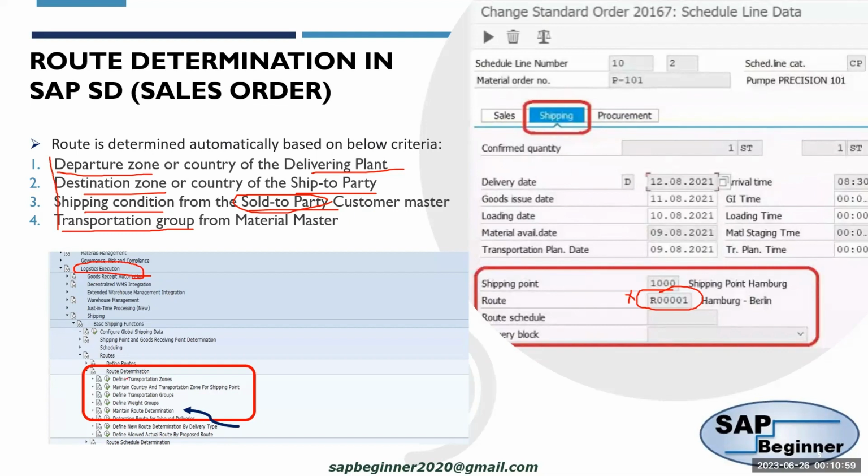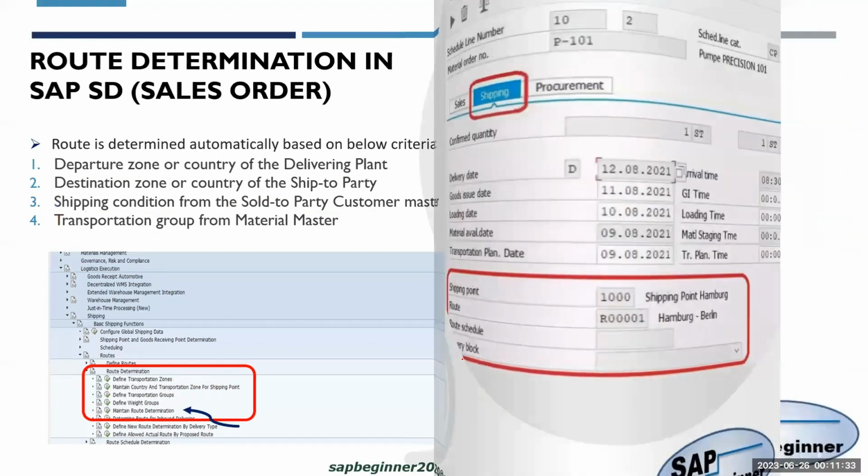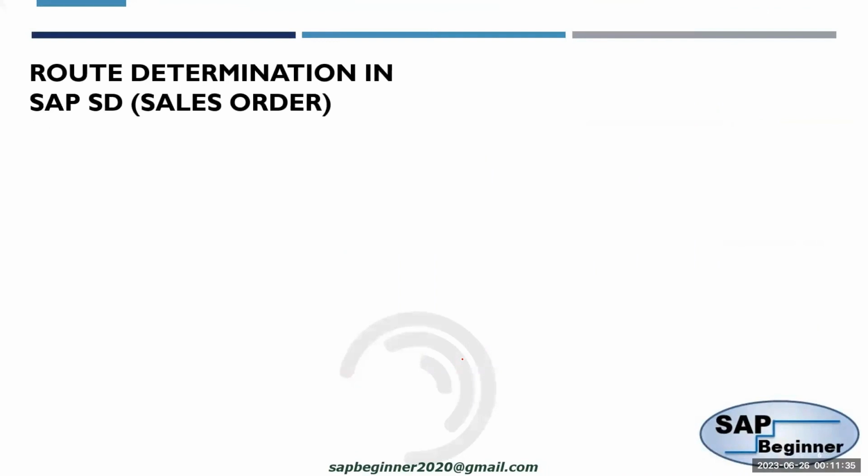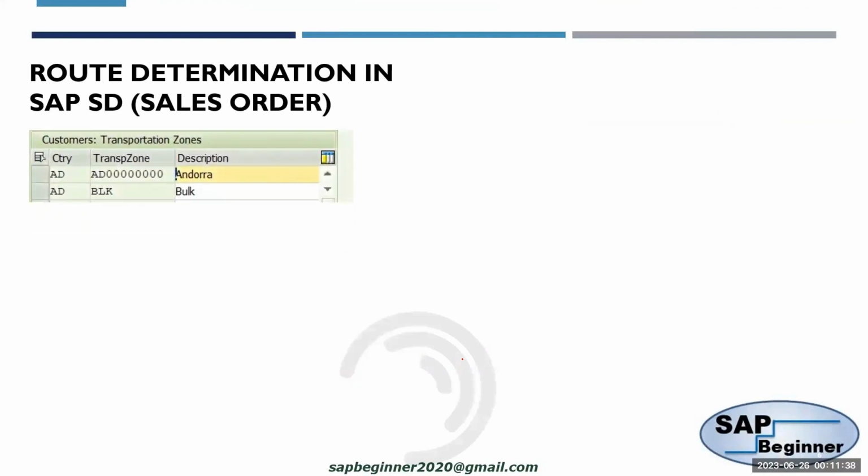Okay, then route determination, define transportation zones. So what do you mean by transportation zones? These are the transportation zones that we have already seen, which are maintained for the delivering plants for the country. Okay, then maintain country and transportation zone for shipping point. Define transportation groups and maintain route determination. These are the configuration settings.